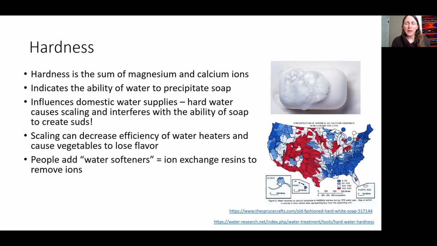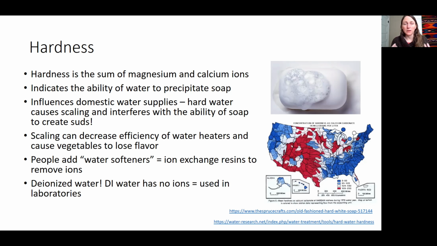So oftentimes people will add water softeners, which are basically ion exchange resins that pull these ions out of the water. They remove magnesium and calcium ions. And that's exactly what deionized water is. So it's much more extreme than what people do to soften the water in their homes. Deionized water removes all ions, all positive and negative ions. So DI water has no ions, and that's why it's used in laboratories, because it doesn't interact as much with reactions.